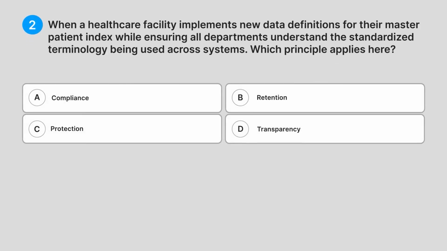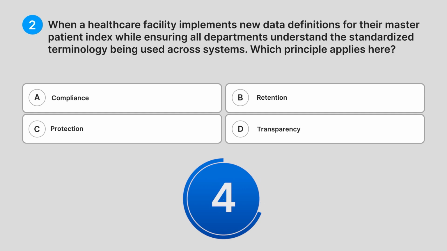2. When a healthcare facility implements new data definitions for their master patient index, while ensuring all departments understand the standardized terminology being used across systems, which principle applies here? A. Compliance. B. Retention. C. Protection. D. Transparency. Do you know the answer?